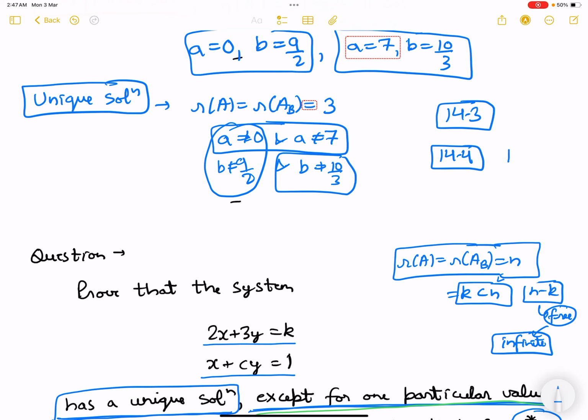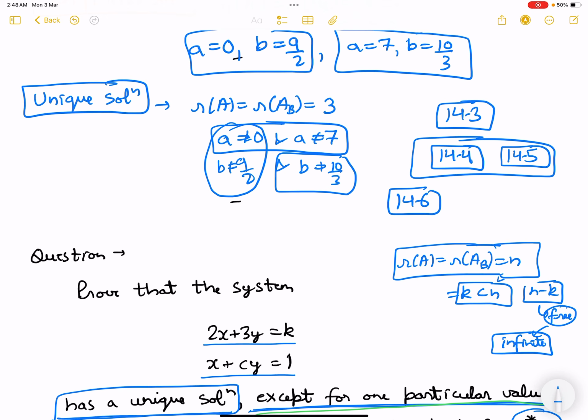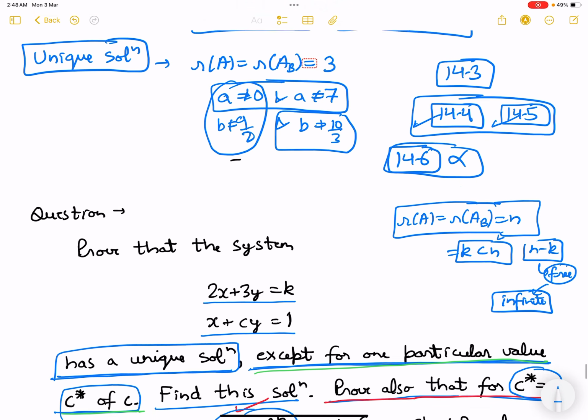So we are left with 14.4 and 14.5, and with this we'll be done with chapter 14 as well. 14.6 is not a part of your syllabus. It has been removed. So last year also it was not a part of the syllabus. So we are left with 14.4 and 14.5 only. But let me know if you face any problem or you want more questions to be solved on this. So that would actually boost your confidence, and then accordingly we'll move to 14.4. Okay, thank you.